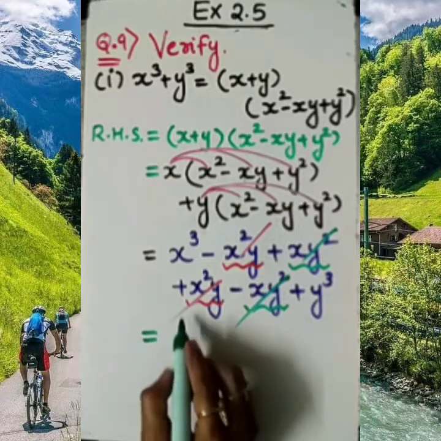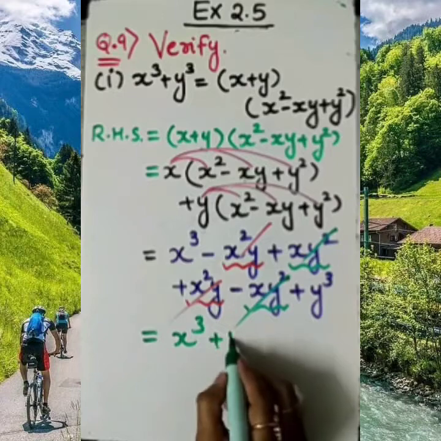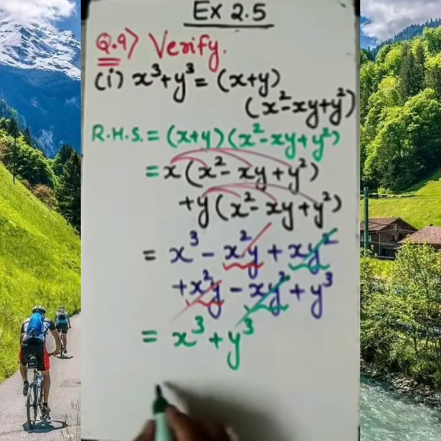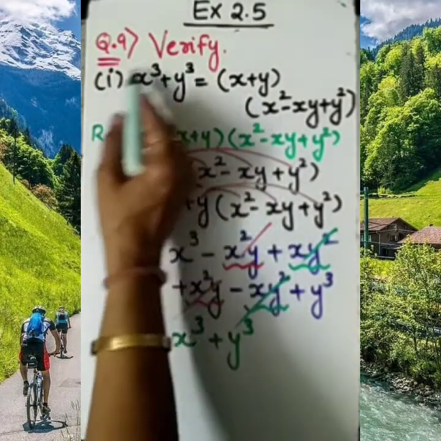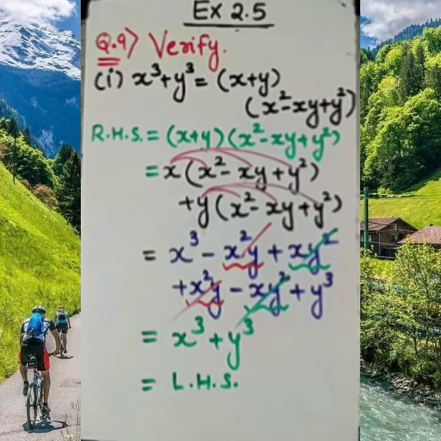So finally, what is left with us? That is x cube plus y cube. x cube plus y cube is equal to our left hand side, so this is LHS. So this is the verification. Hence, we should say here finally, LHS equal to RHS. We need to mention hence verified.